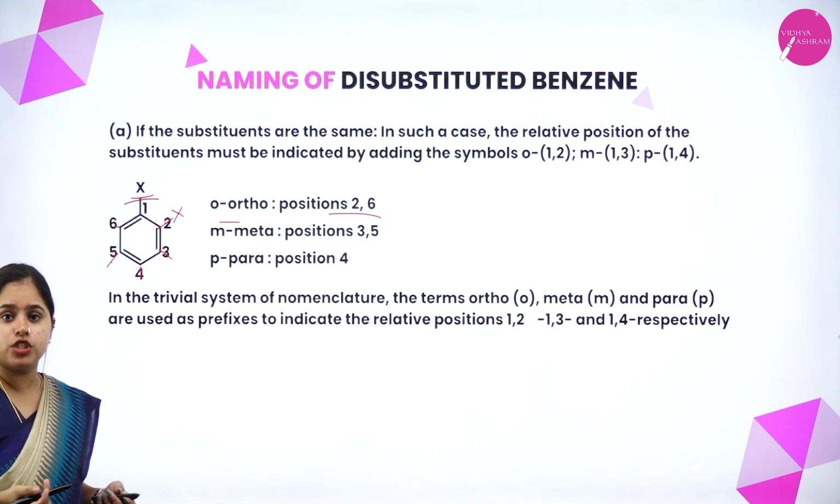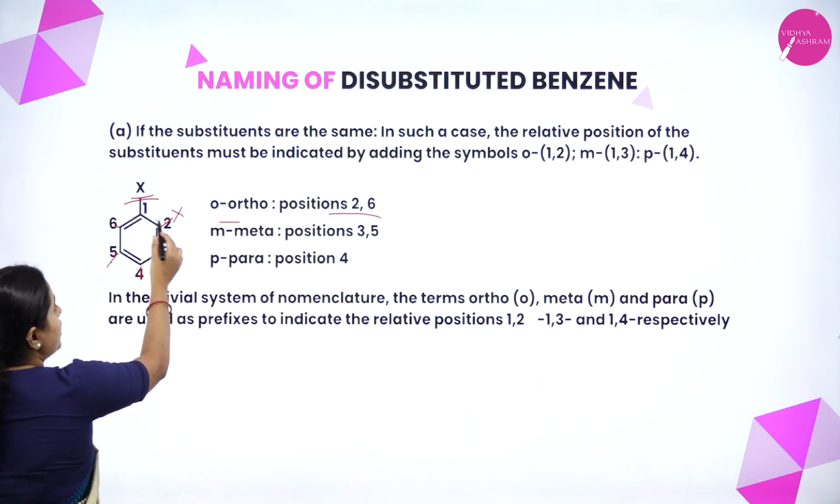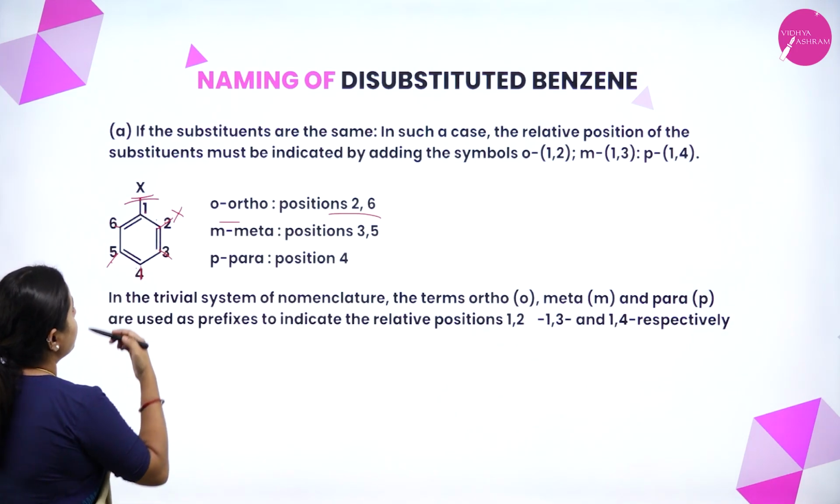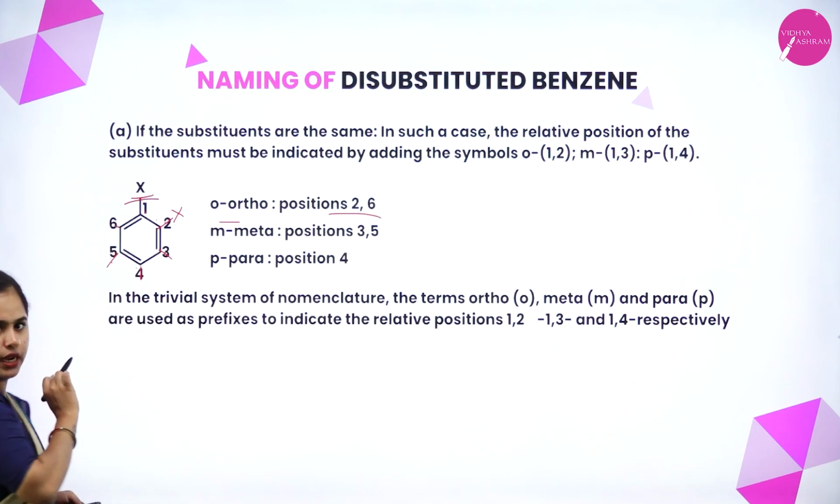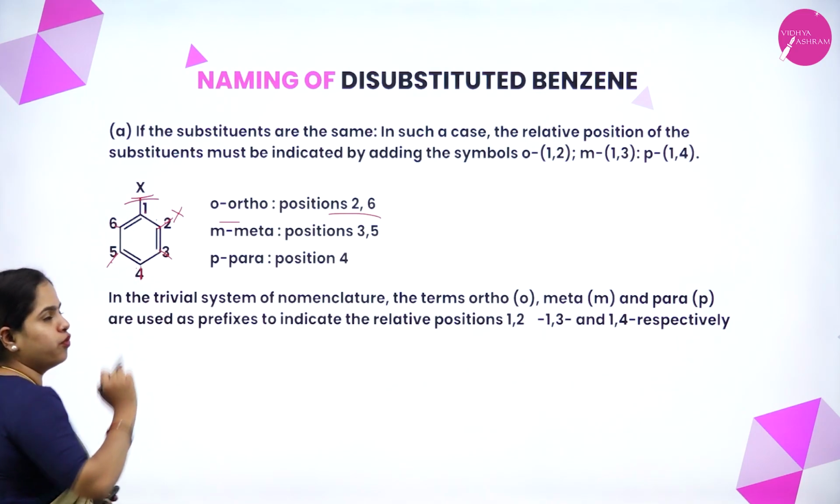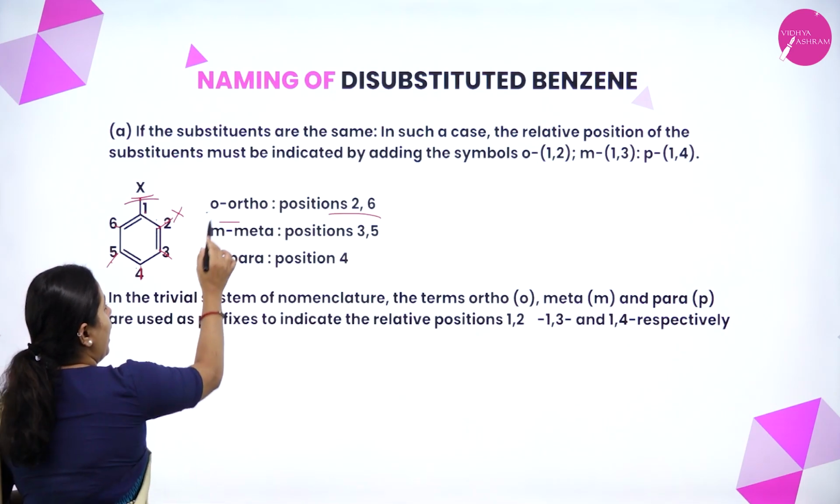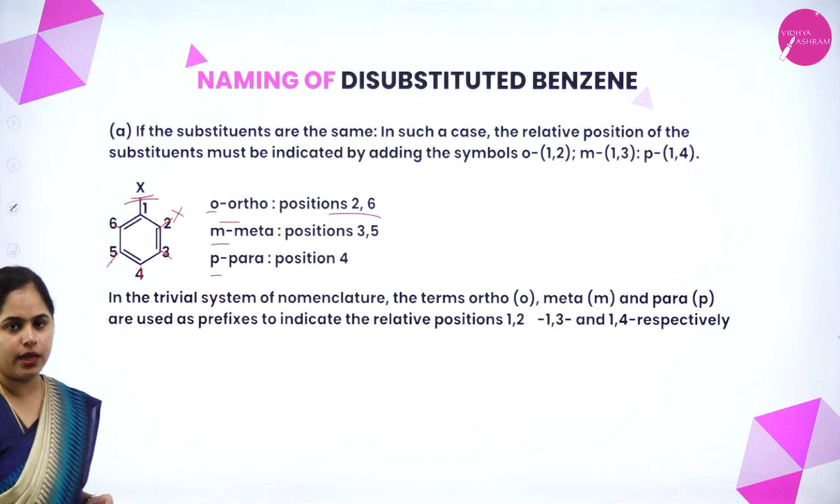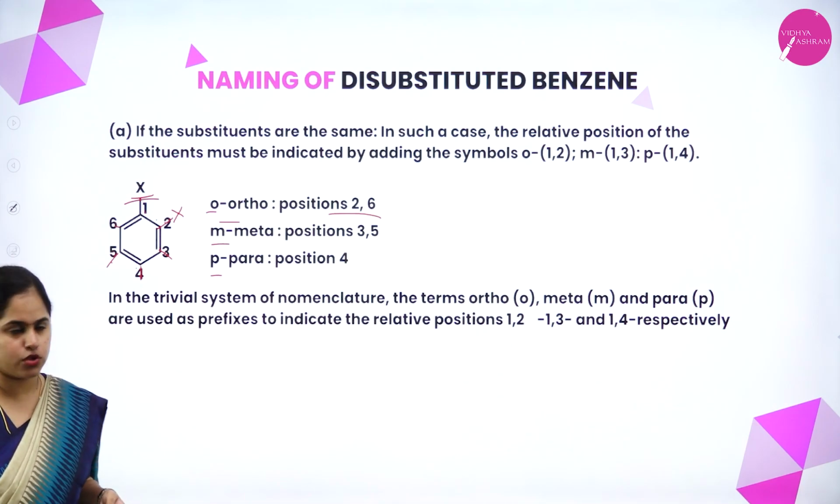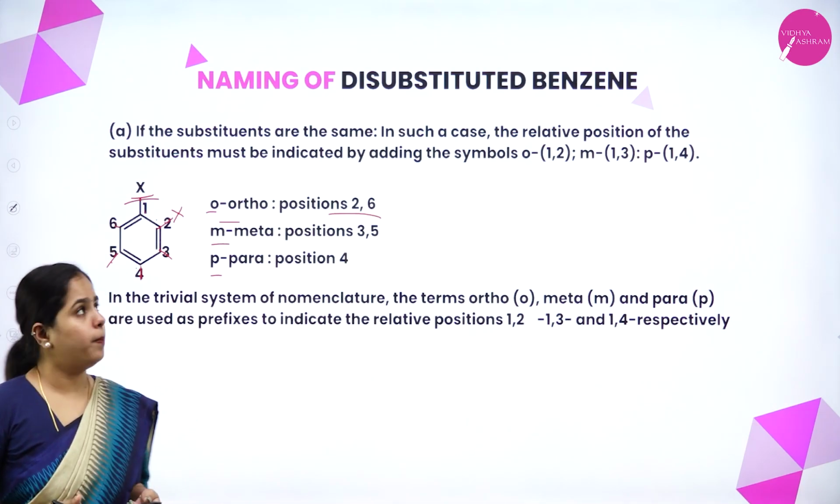So if you have to represent the ortho position, it will be 1, 2, right? And if it is meta position, 1, 3. If it is para, 1, 4. Right. So in the common system, you can use O, M and P for ortho, meta and para, but in the IUPAC, you are not supposed to use it. Right. Yes, so I hope it is clear.